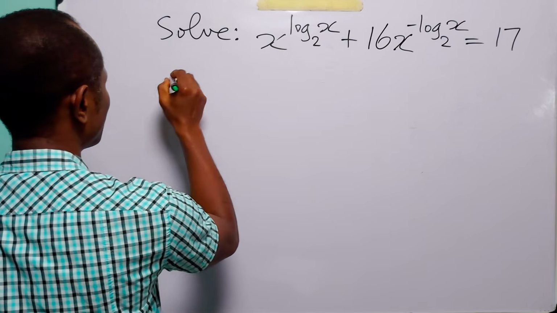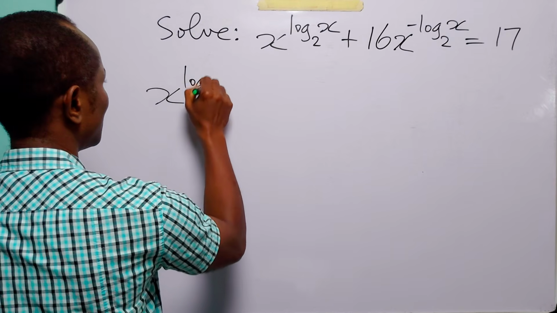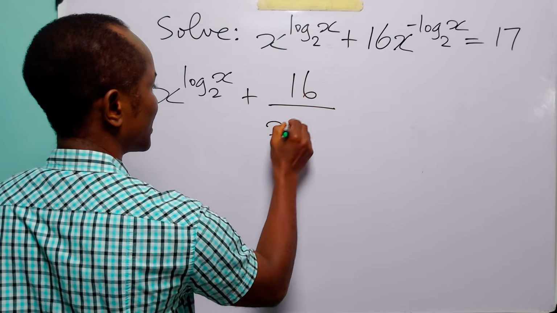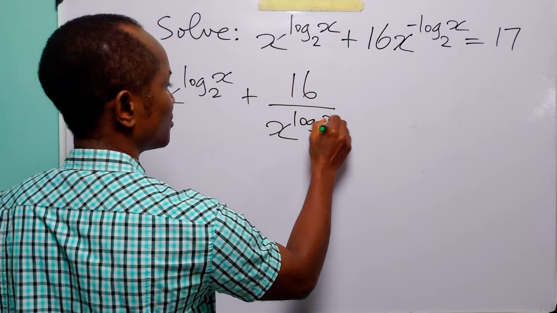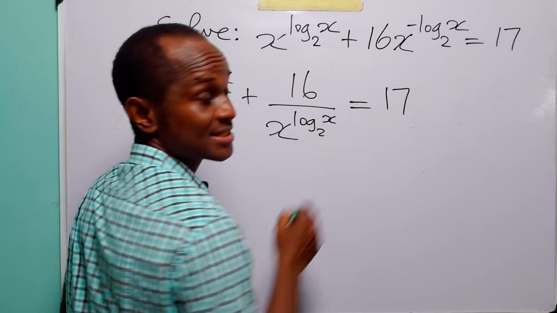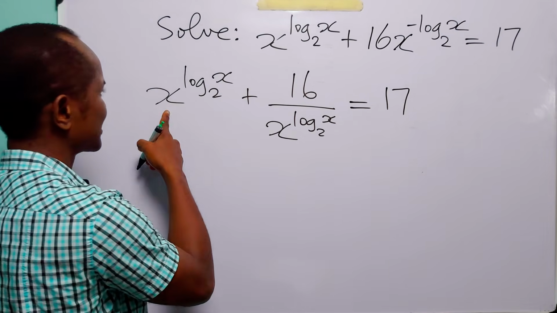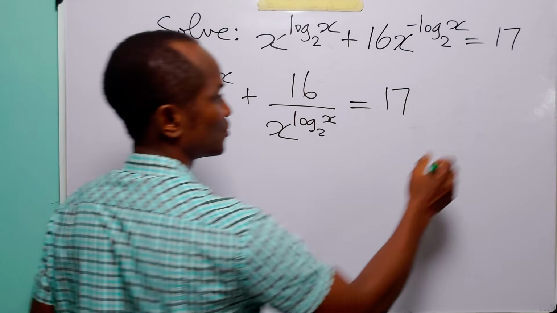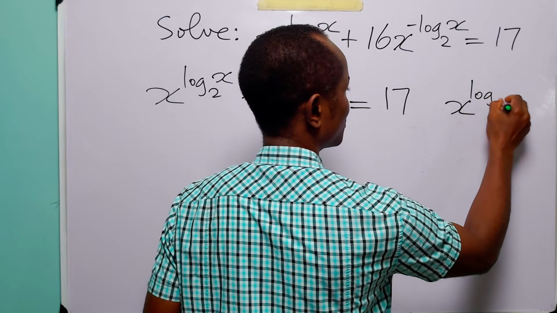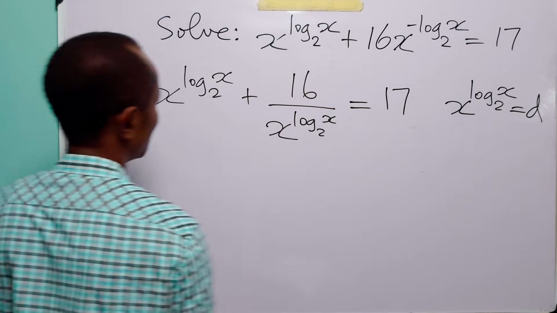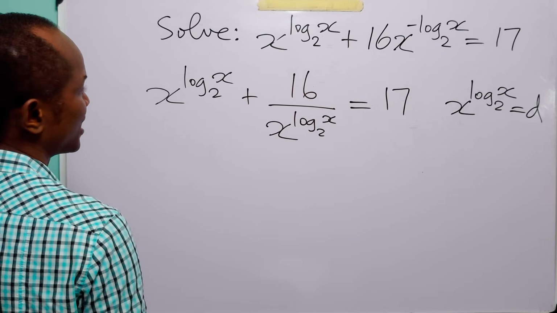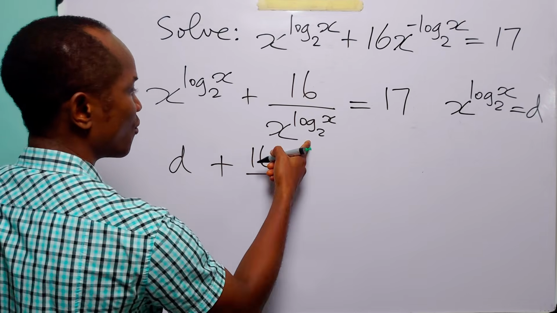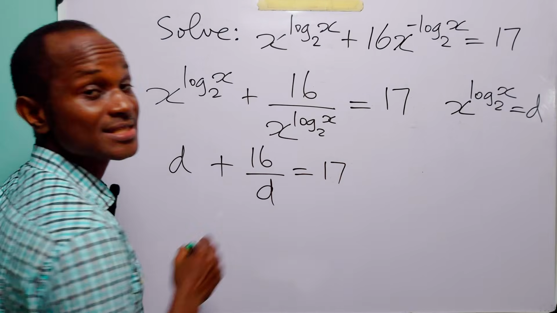We have that this equation can be written as x to the power log to base 2 of x plus 16 over x to the power log to base 2 of x is equal to 17. Now you can see that here we have x to the power log to base 2 of x, and here we have x to the power log to base 2 of x. So let x to the power log to base 2 of x be equal to d. And with that substitution, this exponential equation becomes d plus 16 over d is equal to 17.